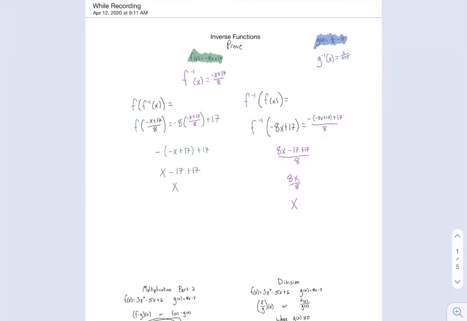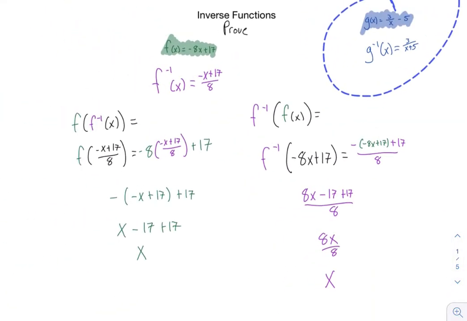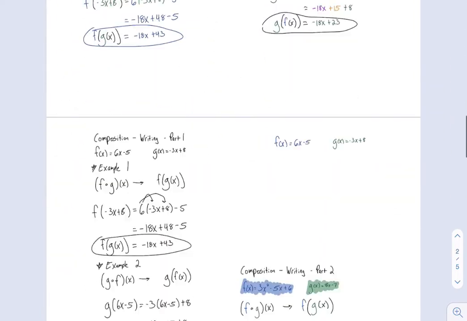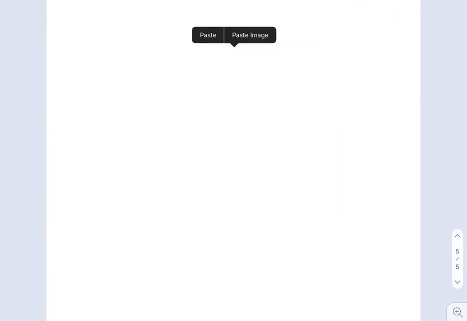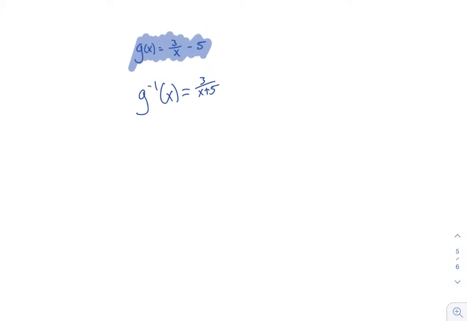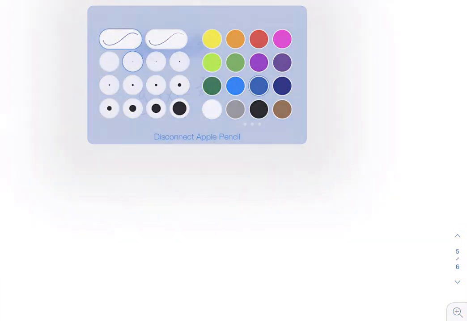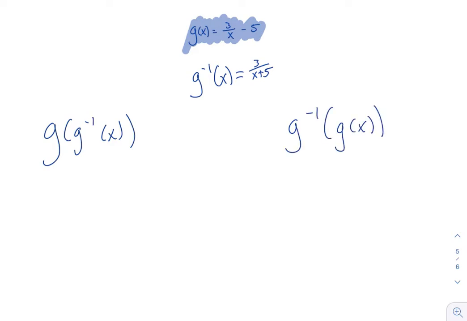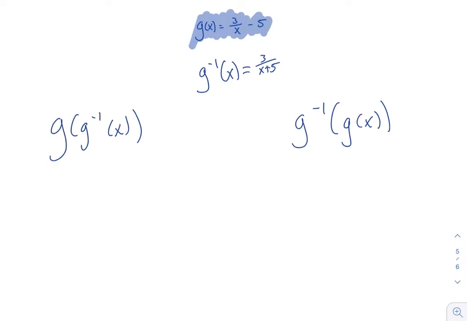Now, we're going to go ahead and take a look at the other function that we have here, the g of x. So I'm going to need some more room. Kind of got a mess here. Let's see what we have. All right, so again, we need to compose this in both directions. I'm going to need to find g of g inverse of x and g inverse of g of x. And in both compositions, I should get back to x, or I did something wrong when I made the inverse.